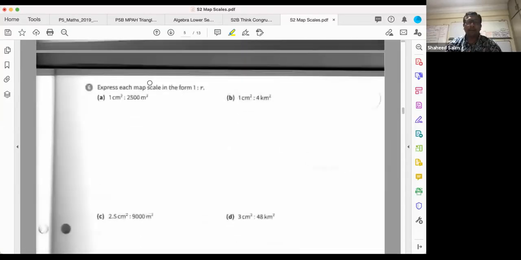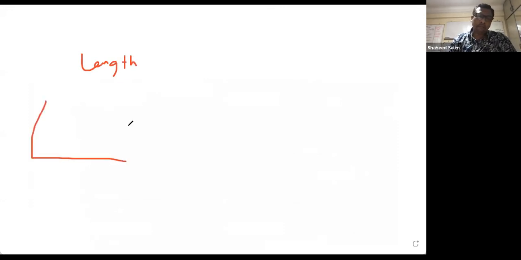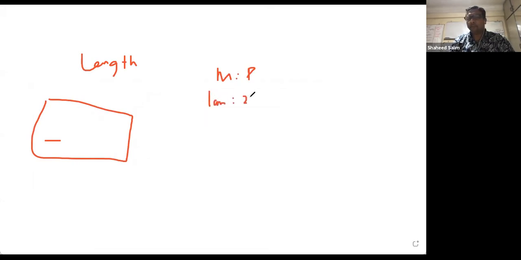Okay, now we are coming to scale. You must now understand this. Scale: there are two types. One is called the length. So far, we are doing length. That means you measure it on a map, then in reality. So you have map versus reality. Just now it's like 1 cm to 2.5 km.